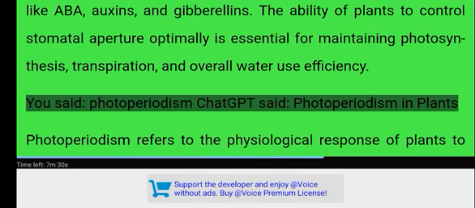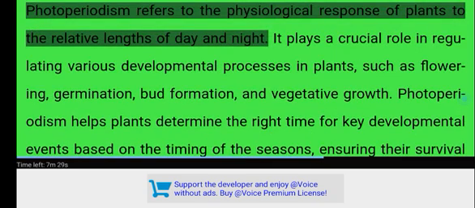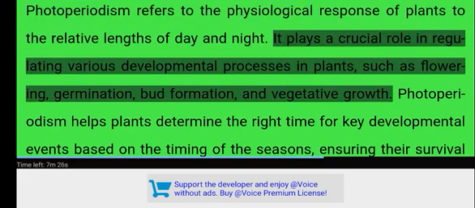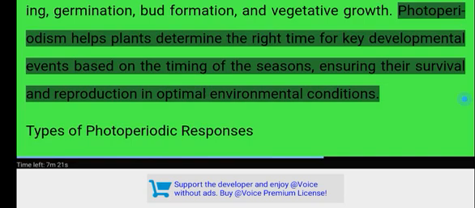Photoperiodism. Photoperiodism in plants refers to the physiological response of plants to the relative lengths of day and night. It plays a crucial role in regulating various developmental processes, such as flowering, germination, bud formation, and vegetative growth. Photoperiodism helps plants determine the right time for key developmental events based on the timing of the seasons, ensuring their survival and reproduction in optimal environmental conditions.